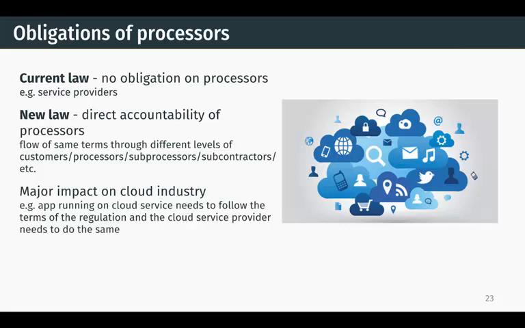So if there is sensitive information stored in the cloud, the processor needs to pay attention to all the different aspects of the legislation and cannot just say, oh, I'm just providing a service and this is the responsibility of whoever is using my cloud service.